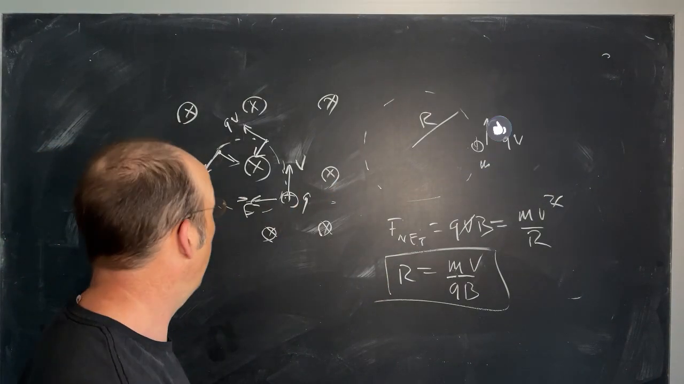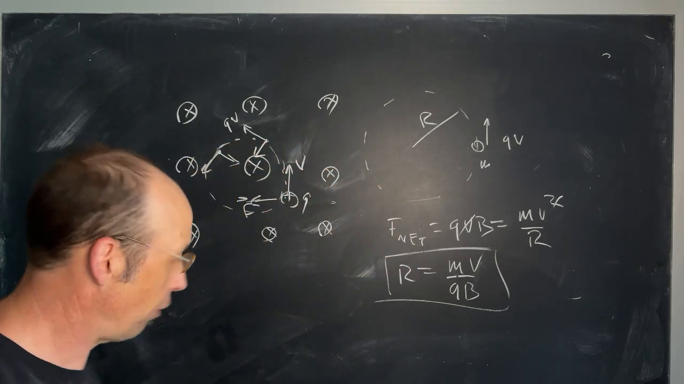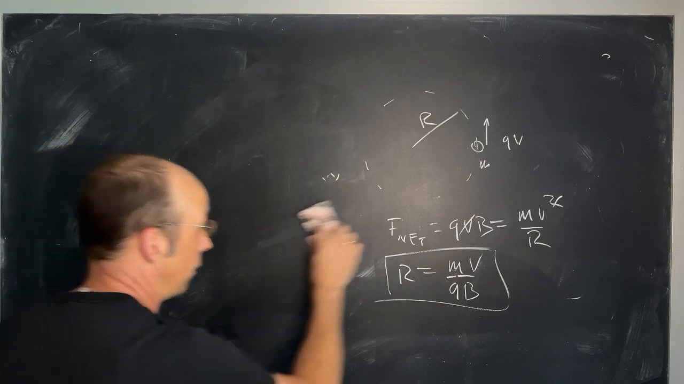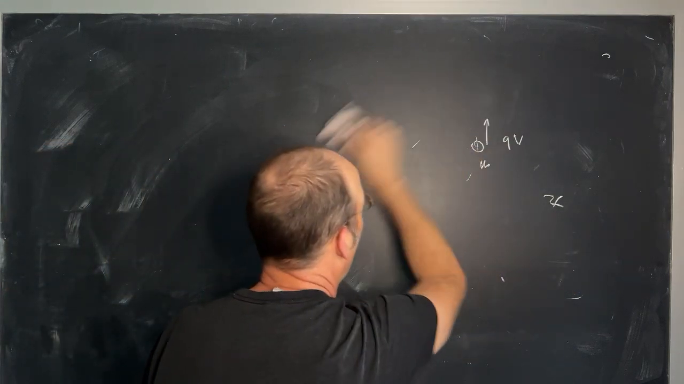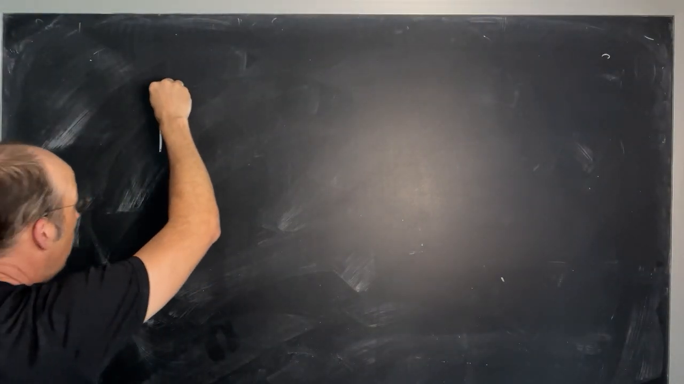Okay. Let's look at another really crazy application of the magnetic force. And this is called the Hall effect. You use the Hall effect all the time to measure magnetic fields. But suppose that I have a wire.